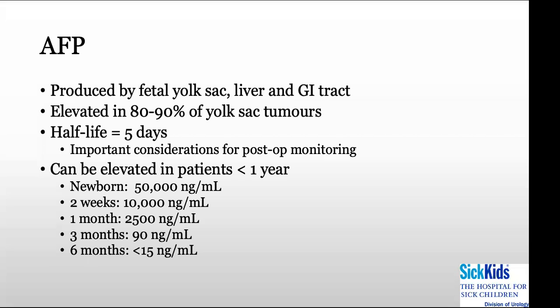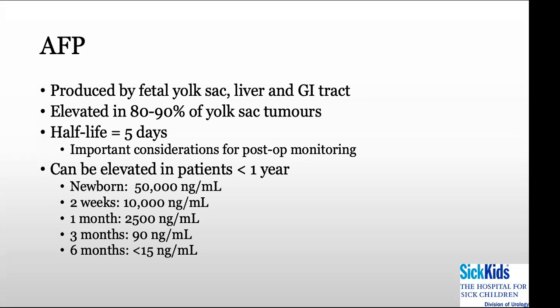So as mentioned, AFP is very important for evaluating pre-pubertal testicular tumors. It's important to know a bit about the natural history of AFP. It's produced under normal circumstances by the fetal yolk sac, as well as the GI tract and liver. It can often be elevated in other conditions, including malignancies and benign conditions of the liver and GI tract. And the really important thing for us to know is that it can be elevated under normal circumstances in newborns and younger infants, even up until the first year of life.